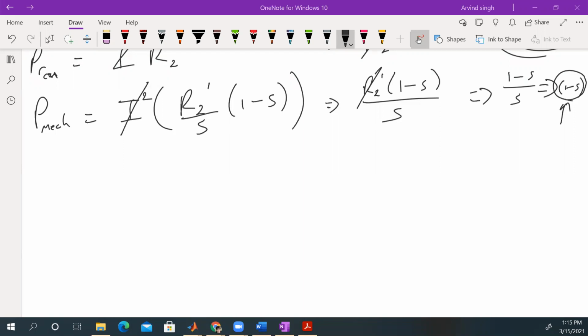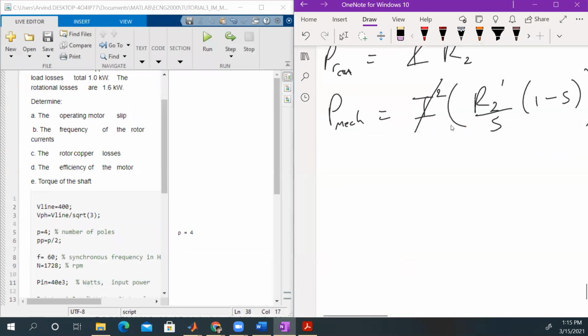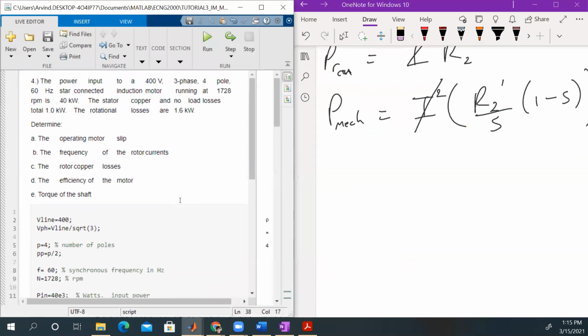So let us go now to MATLAB. So we'll do it there. This is number 4 here, right? Good. Okay. So now we want to calculate the operating slip, the frequency of the rotor currents, the rotor copper losses, the efficiency of the motor, and the torque on the shaft, right?